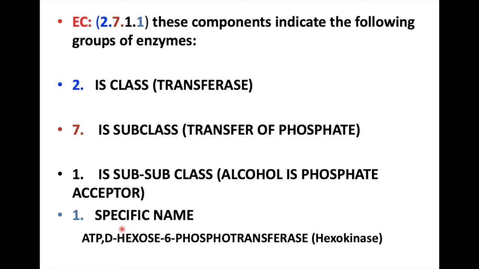That means it belongs to the second class, the transferases. And the second digit indicates the subclass. That means in the second class, the subclass is the transfer of phosphate, the 7th subclass. And the third digit indicates that alcohol is the phosphate acceptor. The last, fourth digit indicates the specific name, that is ATP hexose 6-phosphate transferase, which is known as hexokinase.